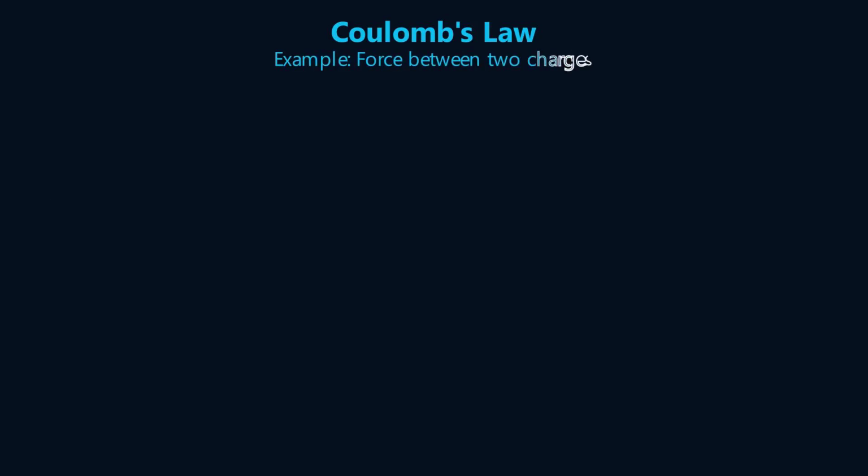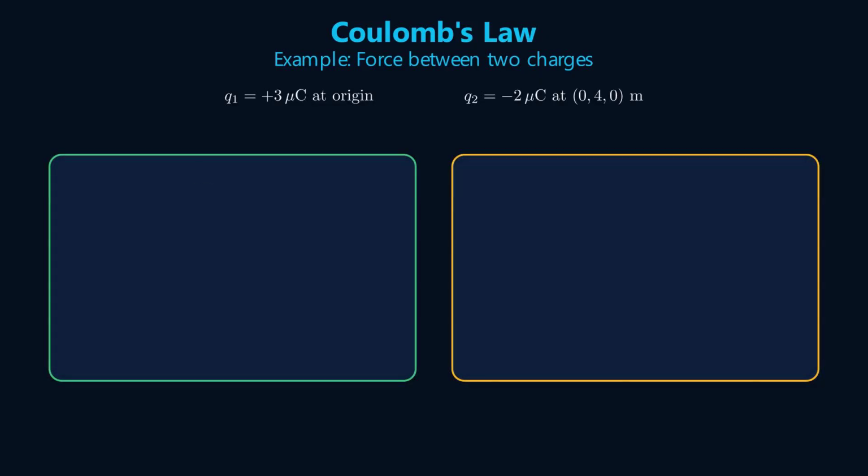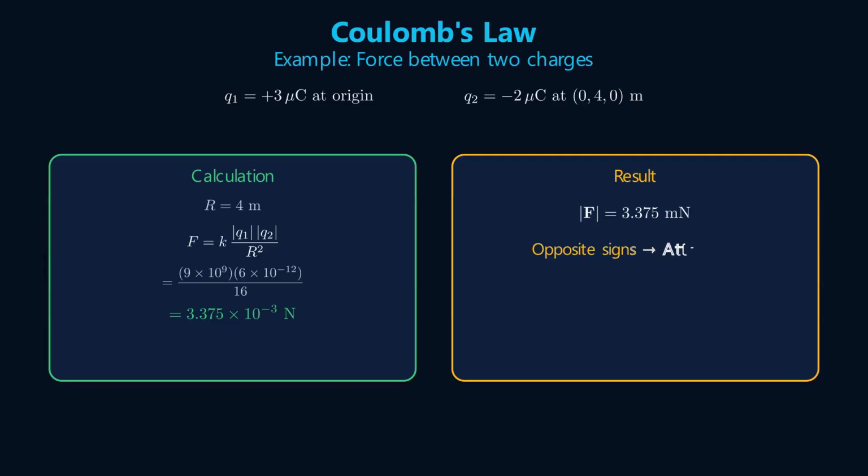Let us compute a quick example. Charge q₁ equals plus 3 microcoulombs at the origin. Charge q₂ equals minus 2 microcoulombs at position 0, 4, 0 meters. The separation r is 4 meters.